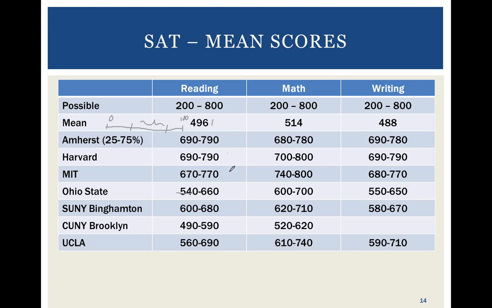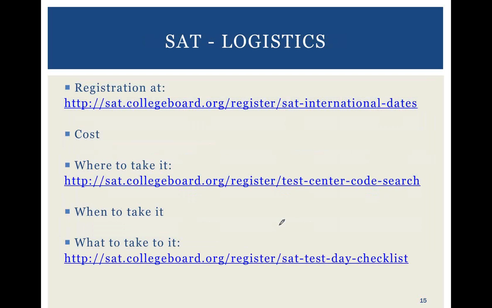So this is just a sample of what the mean scores look like for different types of schools. Now, CUNY Brooklyn, for example, you see scores below 500 or close to 500. It's a relatively open university. They take most applicants, so you can see that the SAT scores are not as high.